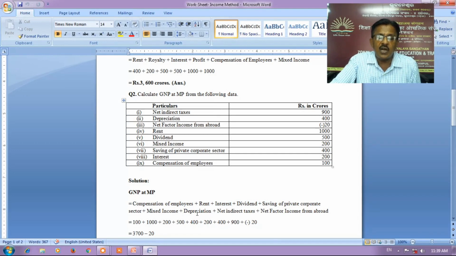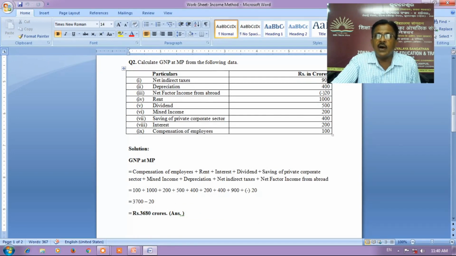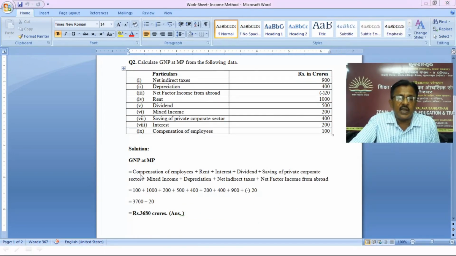To this you have to add depreciation. So that is GDP at factor cost. You have to add net indirect tax to GDP at factor cost, so GDP at market price. Then if you add the net factor income from abroad to GDP at market price, you get the GNP at market price. This is the rule. So accordingly, the things to be written over here.